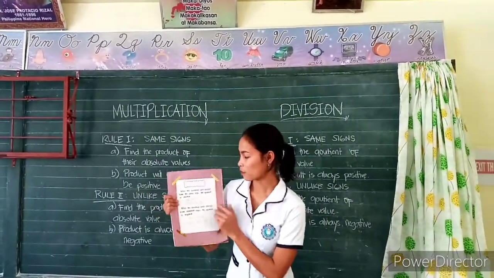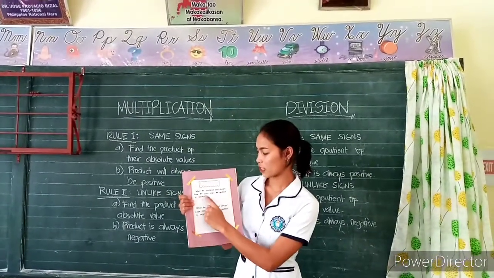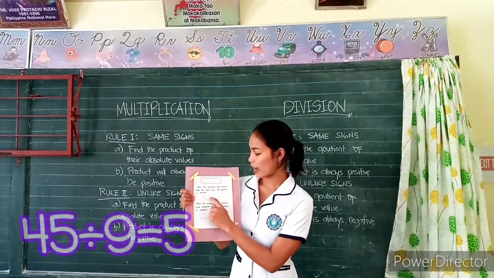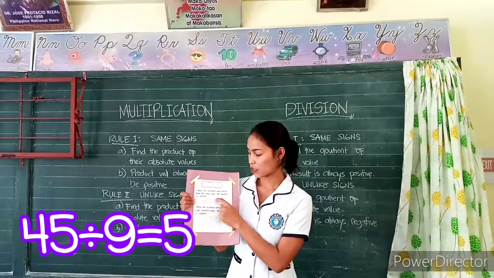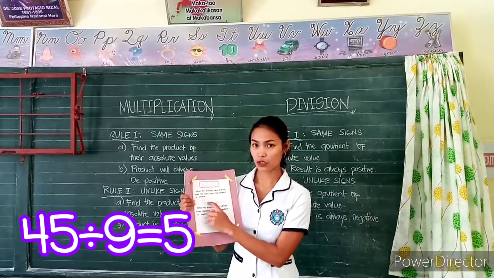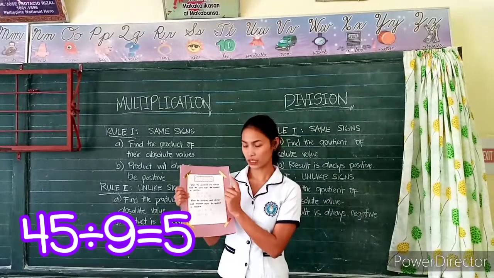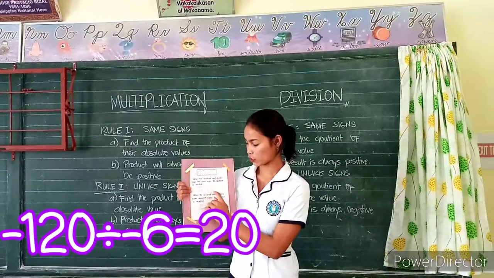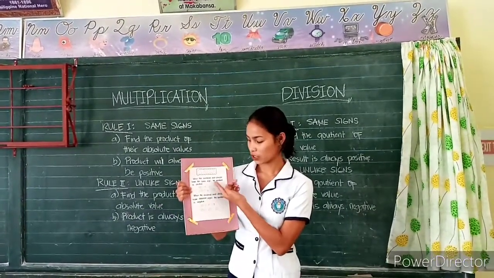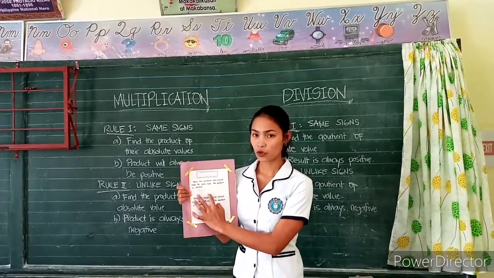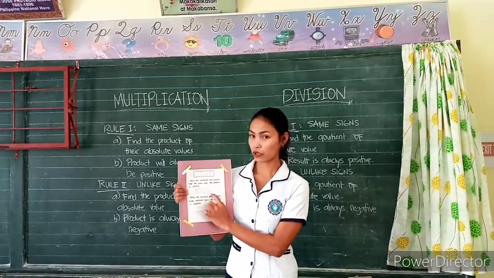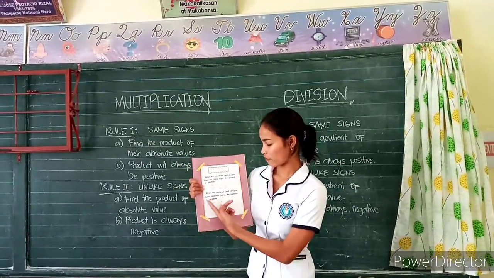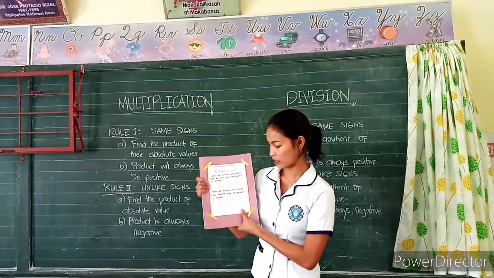So it says here that when the dividend and divisor have the same sign, the quotient is positive. For example, 45 divided by 9 is equal to 5. It is positive 5 because 45 and 9 are both positive, so the quotient will always be positive. Second example, negative 20 divided by negative 6 is equal to positive 20. It is positive for the same reason because both the numbers are negative, so based on the rules, the quotient will always be positive. For this one, when the dividend and divisor have different signs, the quotient is negative.